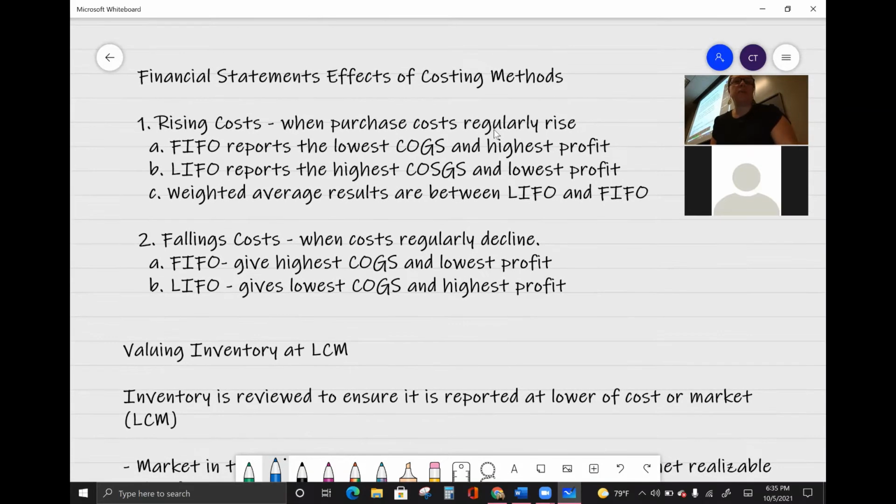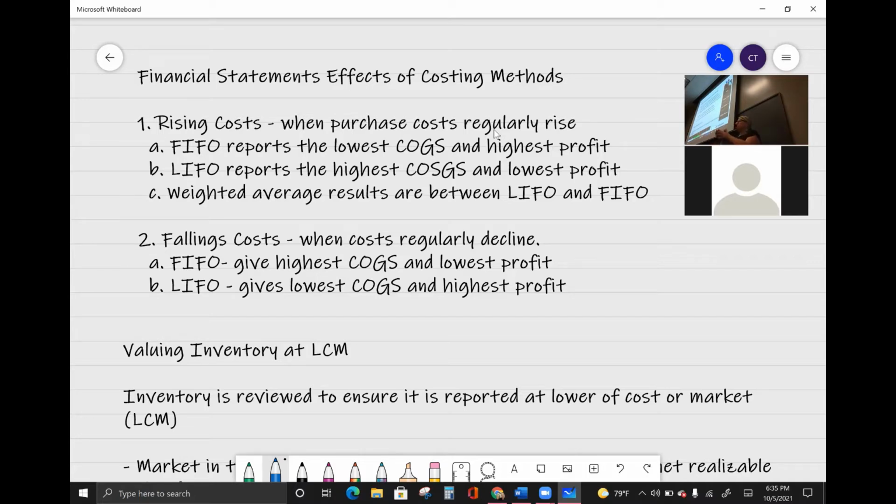Okay, so financial statements, how it affects the cost on there. If we have a rising cost, so maybe each time we buy, the price went up a little bit. Every time I buy it, it's going up slightly. So if I'm using FIFO, first in, first out, what I bought last month is obviously going to be a little bit lower than what I'm currently buying it at, right? So when I put that onto my cost, I have a lower cost of goods sold, which means I have higher gross profit. Does that make sense?